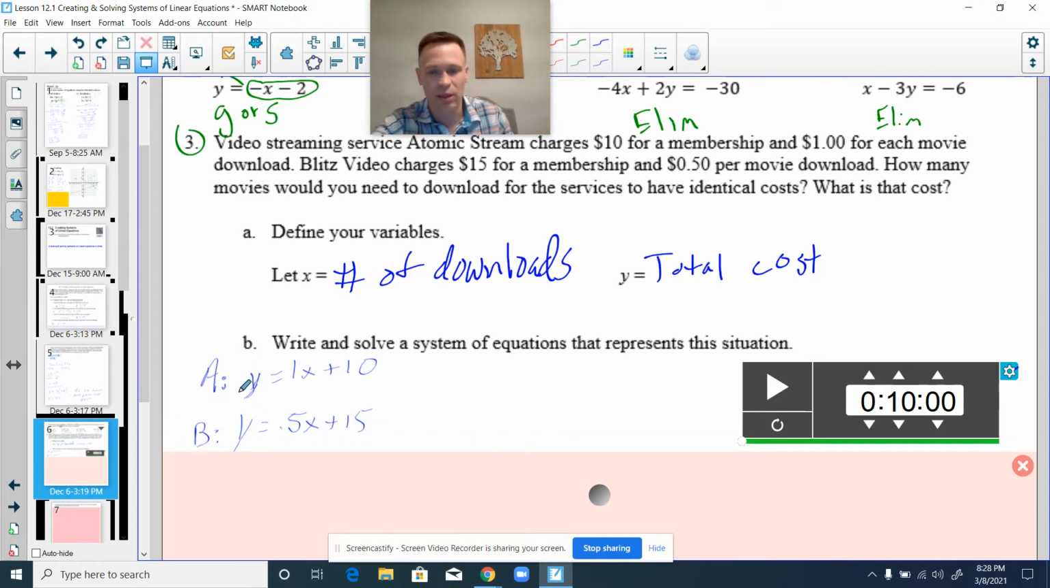So for the Atomic company, they charge $10 no matter what. So that's my 10 right there. And I'm adding to that cost $1 per movie I download. So that's where the 1x comes from. Then for Blitz, the total cost y is equal to 0.5 times the number of movies plus their initial charge of $15. So those are the two equations based on what we read.